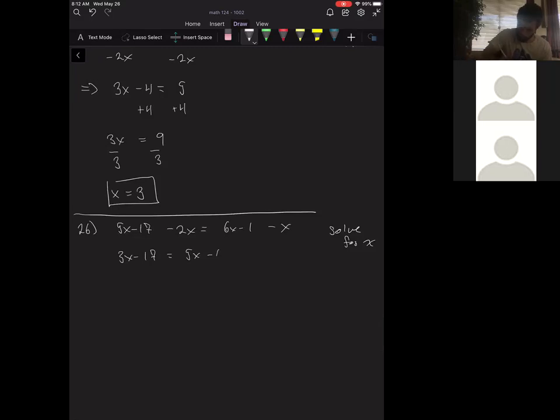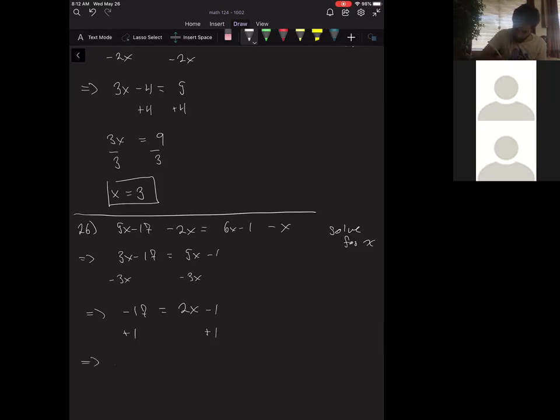And now what we can do, let's get the x on the same side. Let's subtract the 3x from the left over to the right. Okay, so the 3x cancels on the left-hand side. We just have a minus 17 now. On the right-hand side, we have a 5x minus a 3x, that's a 2x, still the minus 1. And so now what we can do is cancel the 1 on the right-hand side. So let's add the 1 over.